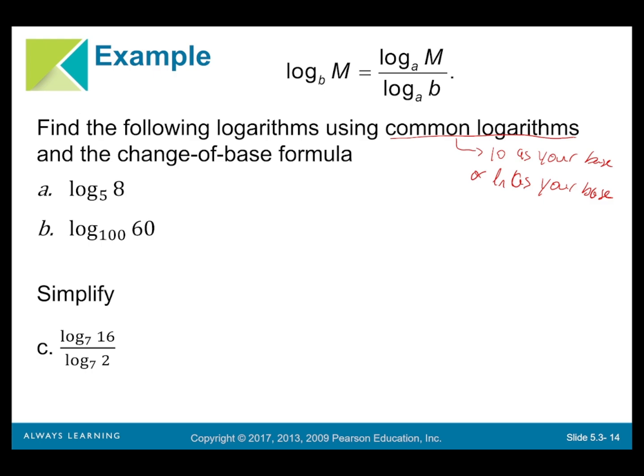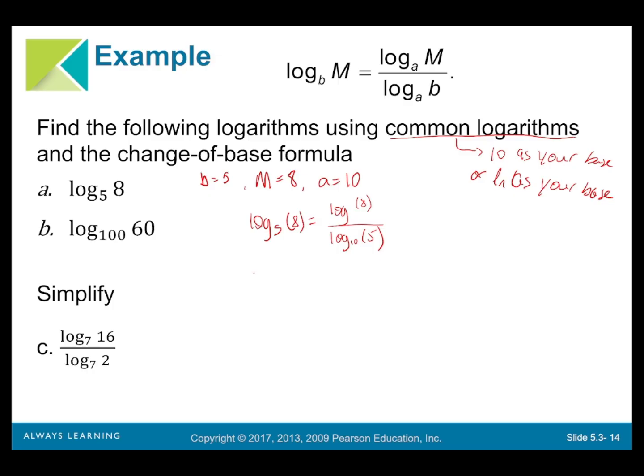So looking at log base 5 of 8, we're going to use our little b is 5, our m value is 8, and our a value is 10. So to do a change of base formula, we then have log base 5 of 8 equals log base 10, which we don't typically write, of 8 divided by log base 10 of 5. And our practice for now is just to work on using this change of base formula, so I'm okay with you leaving it like that for now.